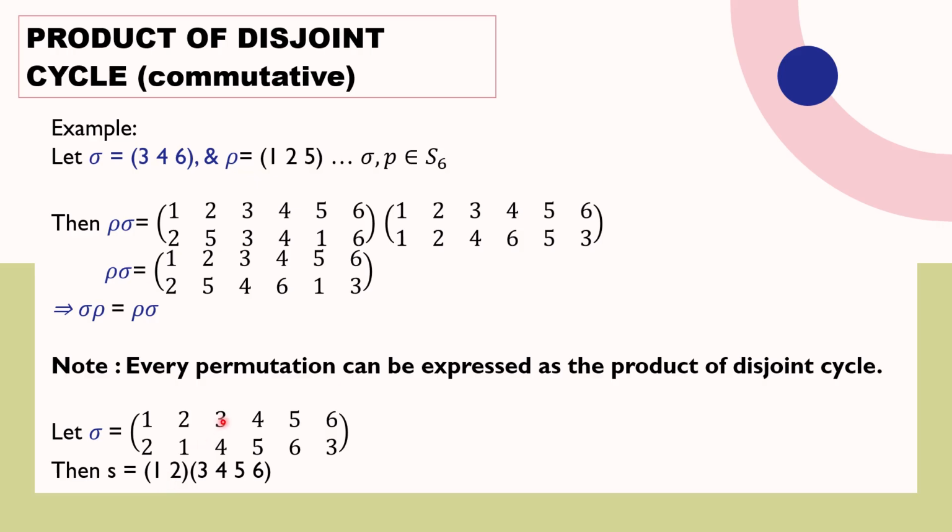Okay, then you have the next cycle, 3 4. 3 goes to 4, 4 goes to 5, then 5 goes to 6, and 6 goes to 3. So it continues. That's how you stop the second cycle. So what you see here is that you have a product of two disjoint cycles, and this is the permutation. So basically what you did is you wrote this permutation as a product of two disjoint cycles. All right, so this is how you perform the product of two cycles, and how you write a permutation in the form of disjoint cycles.